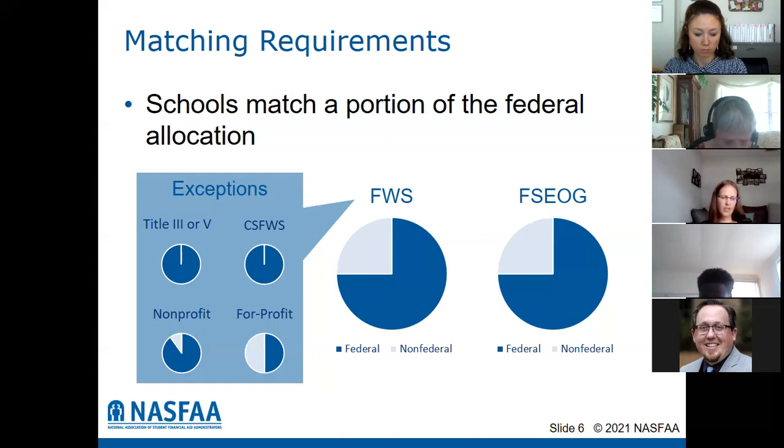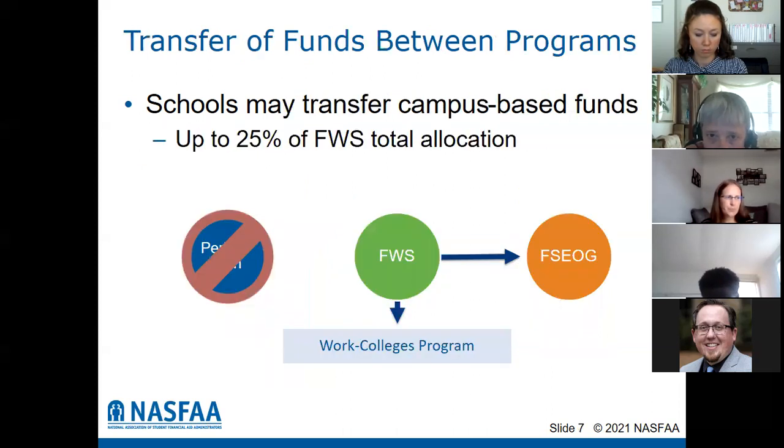Exceptions for SEOG: as is the case with federal work study, no institutional match is required if a school is designated as a Title III or V eligible institution. So that's a little bit about the matching requirements for work study and SEOG. Next, we're going to be talking about a common provision, the transfer of funds between the programs.